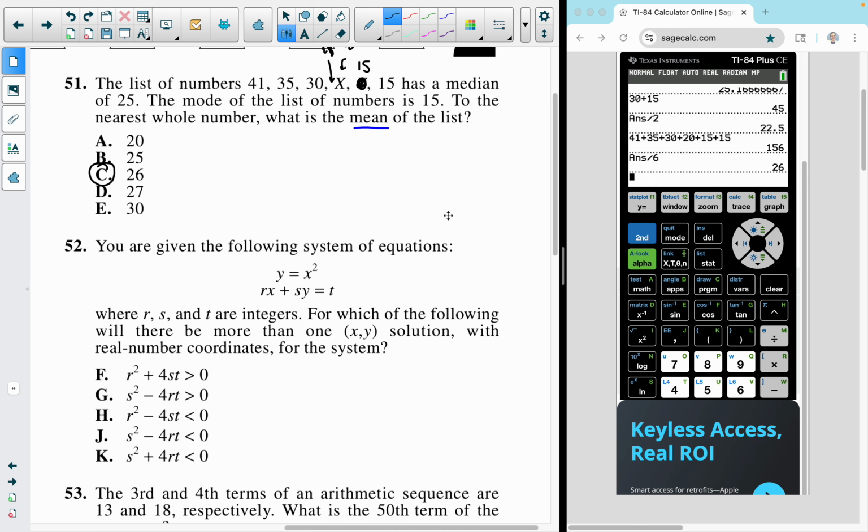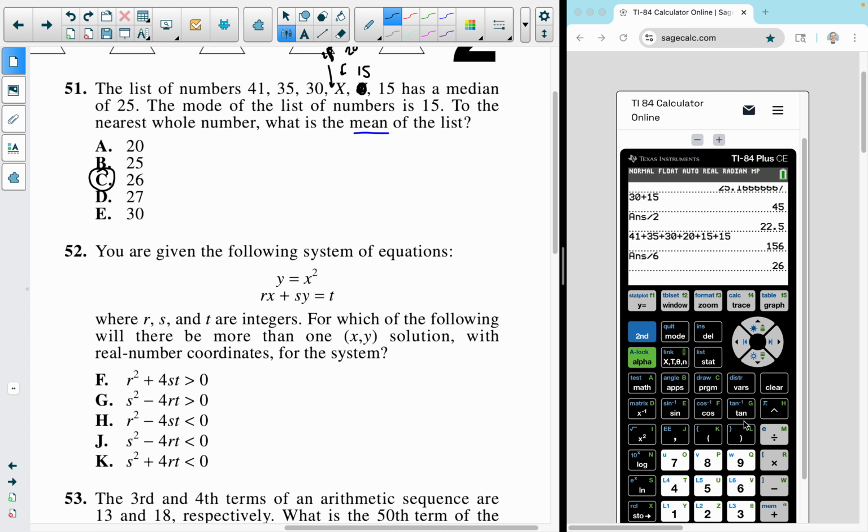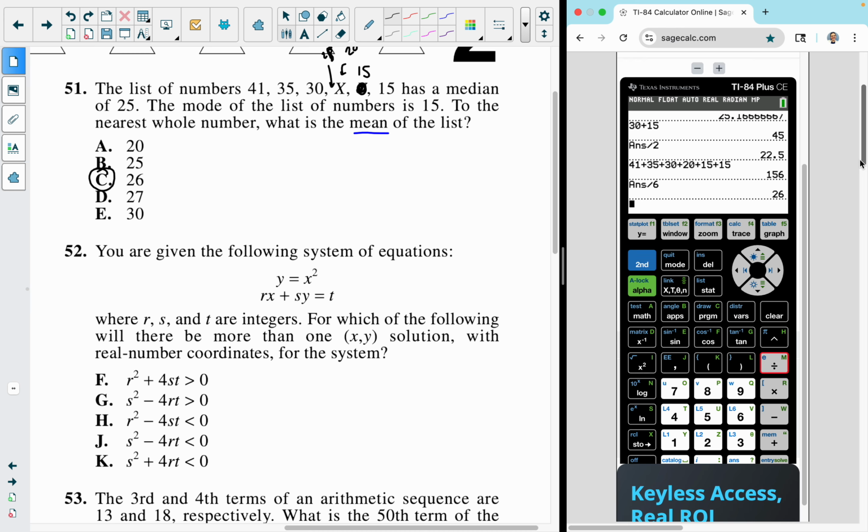52 says, you are given the following system. Okay, so we have a system of equations. y equals x squared, rx plus sy equals t. So we have 2 missing letters, R and S, that we don't know what they are.